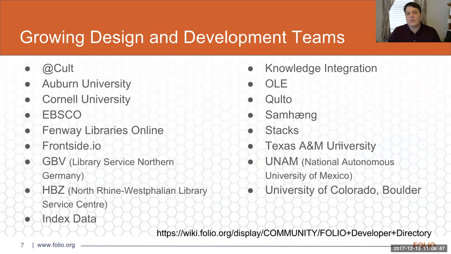Here's a list of where the designers and developers are coming from. And I think it's a healthy mix of libraries, library consortia, and service providers. The developers are in their 28th sprint cycle, and are closing in on the alpha release early next year and working towards the beta release in the summer.